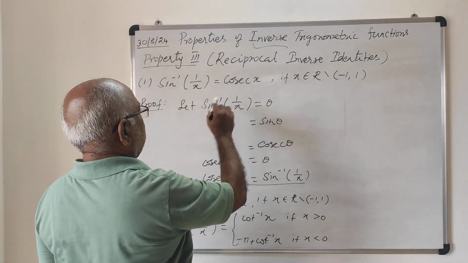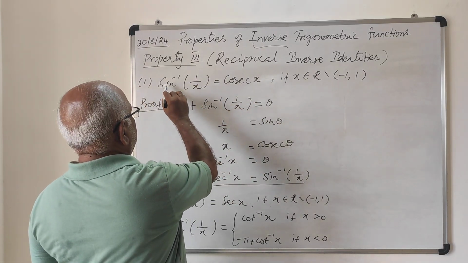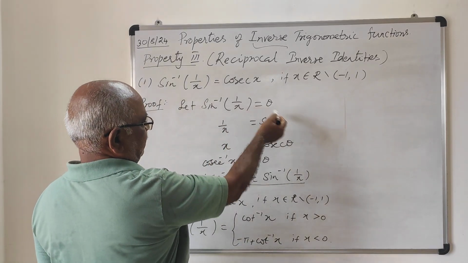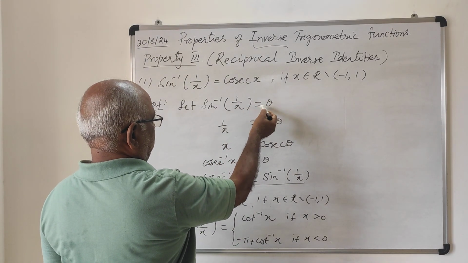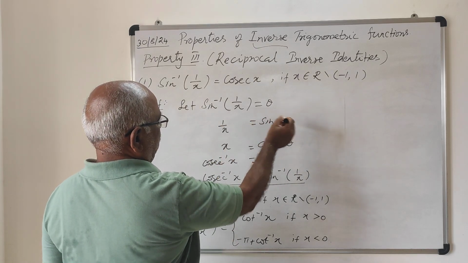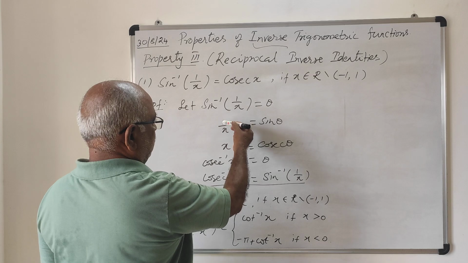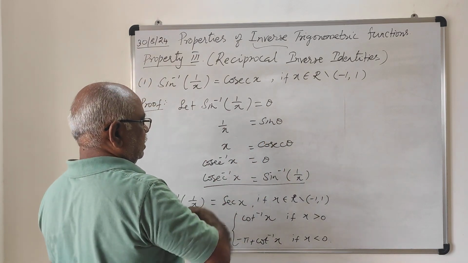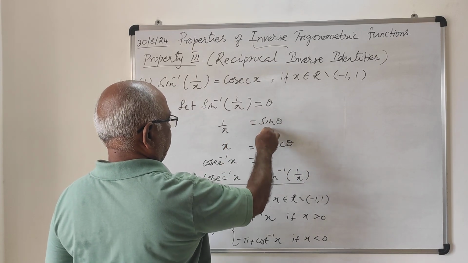Proof for this first result: consider sin inverse of 1 by x as theta. From this, 1 by x equal to sin theta. By the property of inverse, sin inverse of 1 by x equal to theta implies 1 by x equal to sin theta. Taking reciprocal on both sides, 1 by 1 by x is x, and 1 by sin theta is cosecant theta.